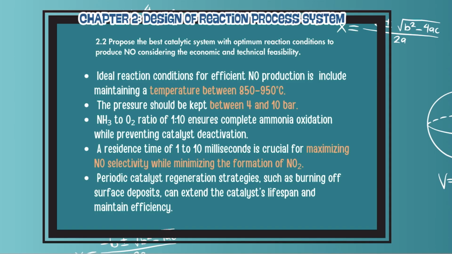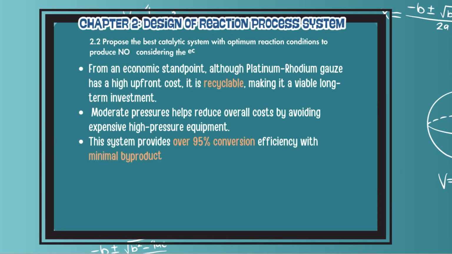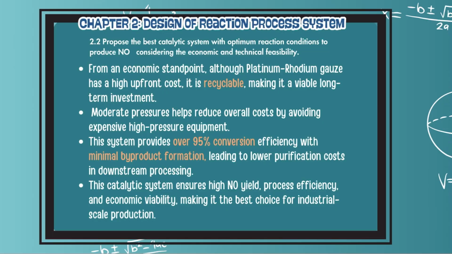Additionally, a residence time of 1 to 10 milliseconds is crucial for maximizing nitric oxide selectivity while minimizing the formation of nitrogen dioxide. Proper catalyst regeneration strategies such as burning off surface deposits can extend the catalyst lifespan and maintain efficiency. From an economic standpoint, although platinum rhodium gauze has a high upfront cost, it is recyclable, making it a viable long-term investment. Operating at moderate pressure helps reduce overall costs by avoiding expensive high-pressure equipment.